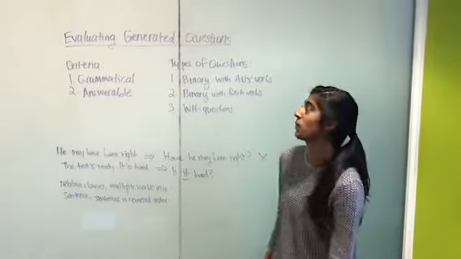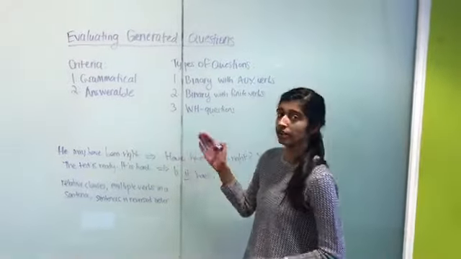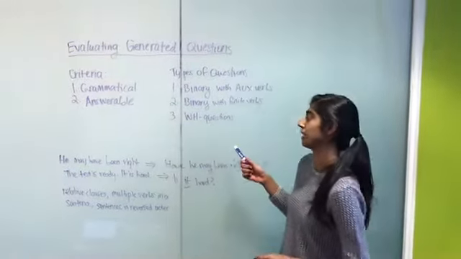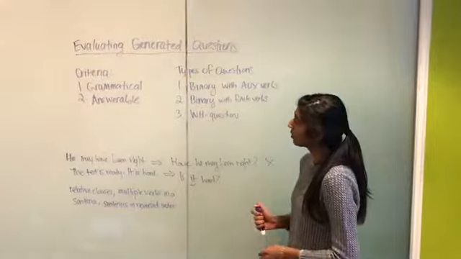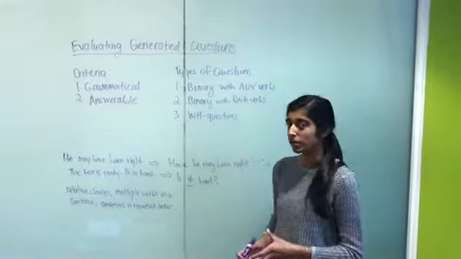There's a couple of different ways we want to evaluate the questions that we generate. So the 2 criteria that we're using to evaluate are, is the question grammatical and is the question answerable? And we're going to look at that for the 3 different types of questions that we generate. So most of the questions we generate are answerable because we're lifting them directly from sentences in the text. However, sometimes ambiguous questions are not answerable.